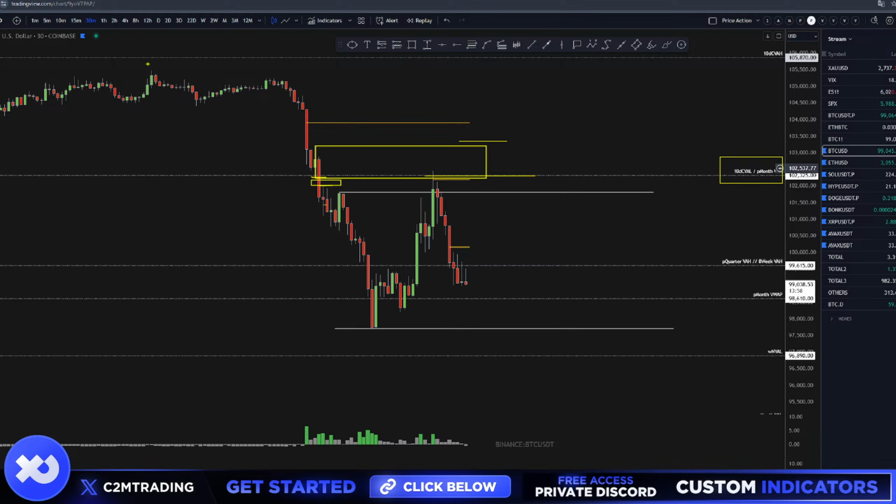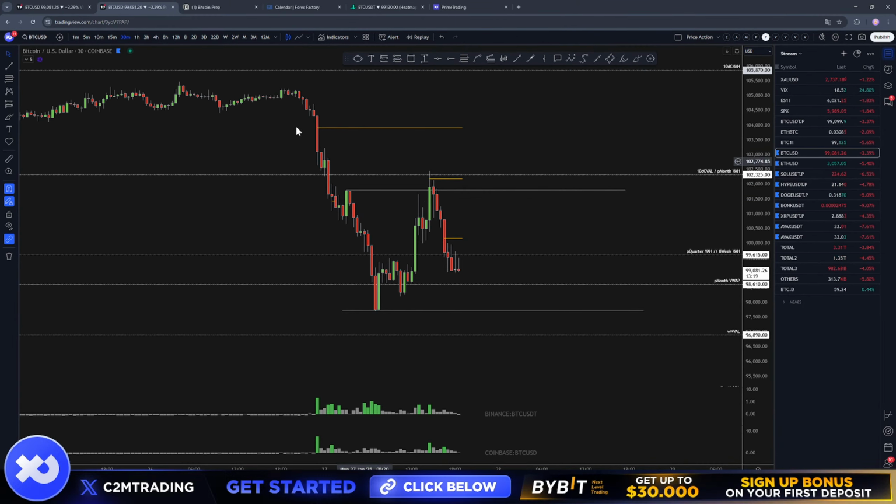So it doesn't really matter what your execution is. How I define acceptance below or above a composite, or back within a composite for that matter, is on a 30-minute time frame. And then I need to see this, right? I need to see time and space between the actual retest, and that confirms to me that we're genuinely accepting back within a composite.